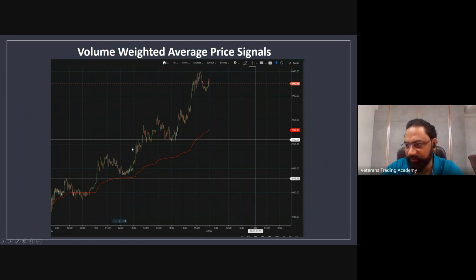Where I gave a message also on the WhatsApp group that it is likely to break out because volumes are very high. Suppose it would have touched 950 and volumes would have been low on that day, so I would not have been so confirmed about it that it will break out.